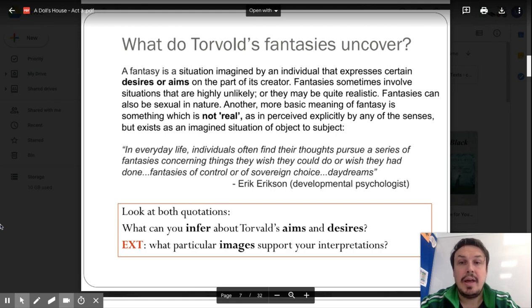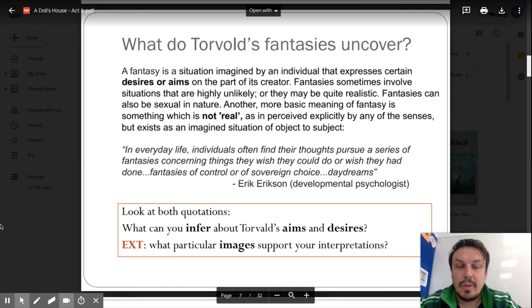They can involve situations that are highly unlikely or unrealistic. They can also be sexual in nature. But the more basic meaning, the one that's particularly relevant to us, is something that's not real, which is a very clear reflection of the Helmers' marriage and all the assumptions and misunderstandings that it's built upon. When that veil falls down at the end of Act 3, we're going to see some very revelatory scenes.